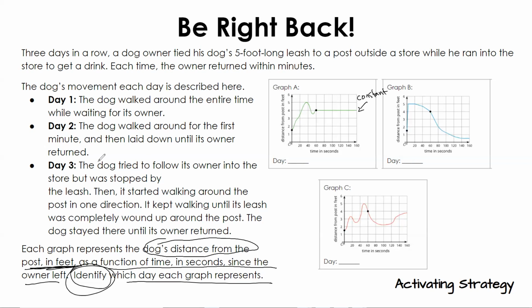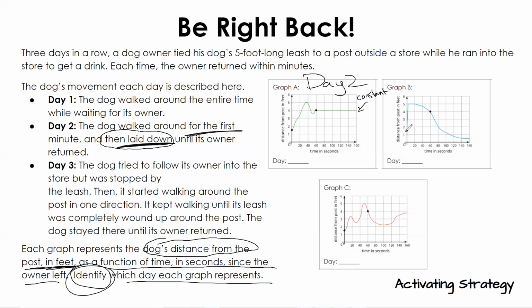Day 2, why? Okay, so he laid down, so he was constant, right? So this is going to be day 2. Everybody get kind of how we did that? Okay. All right, let's look at graph B.